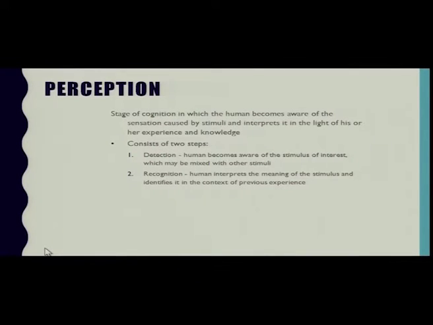So now, as far as the definition of perception is concerned, it is the stage of cognition in which the human becomes aware of the sensation caused by the stimuli and interprets it in the light of his or her experience and knowledge. As is clear from the example given, it consists of basically two steps. The first one is detection and the second one is recognition.